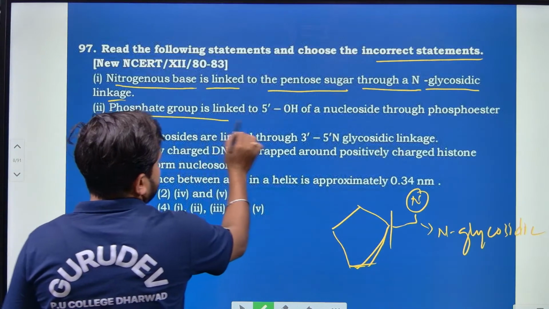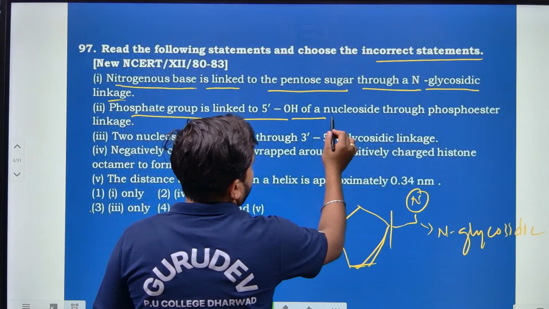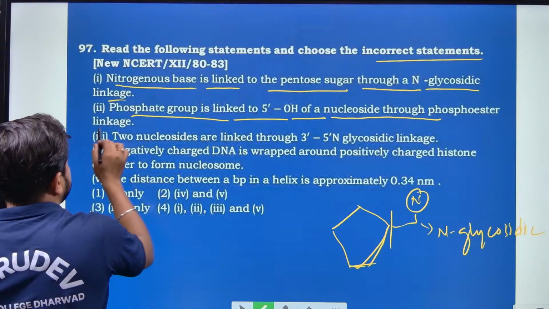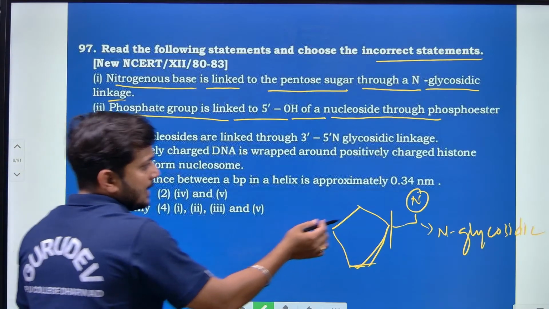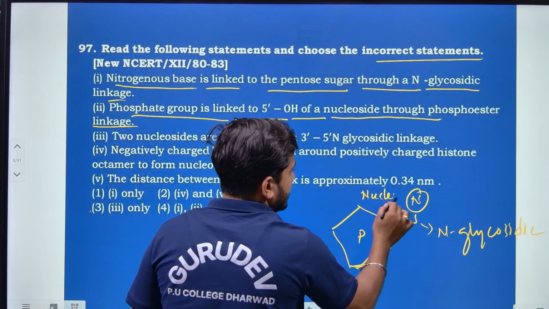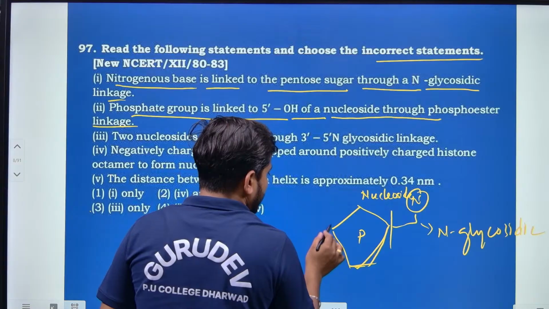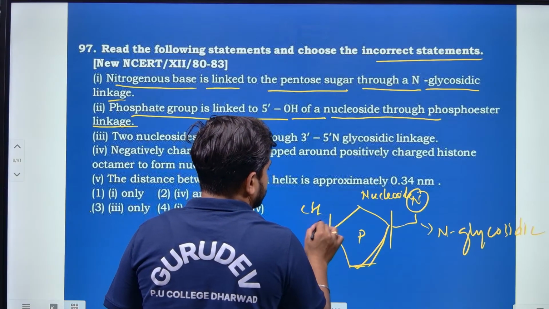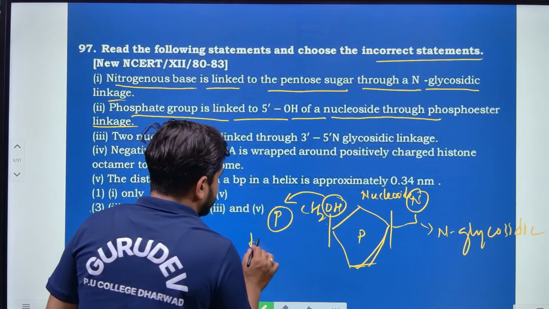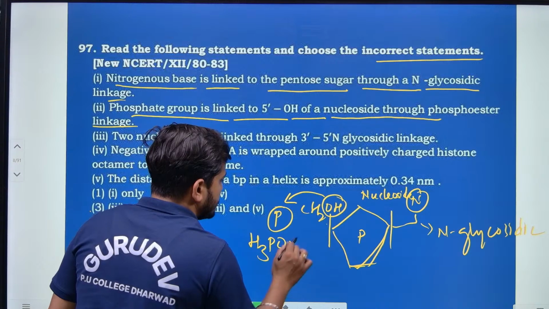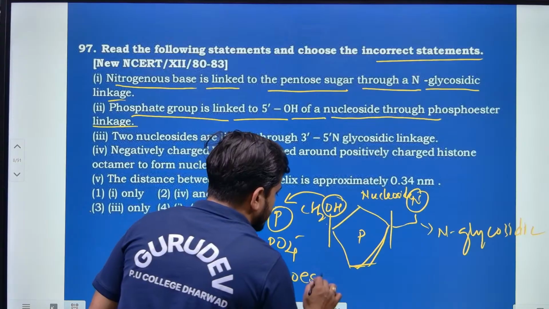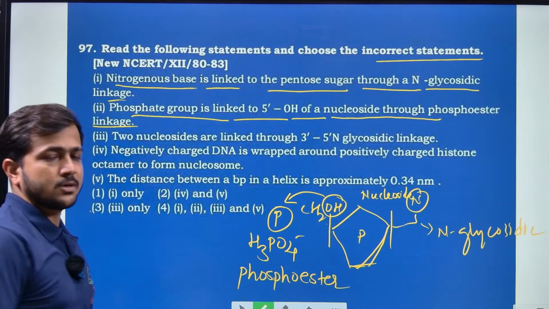Then the phosphate group is linked to the 5' OH of the nucleoside through the phosphoester bond linkage, right? So nitrogen base and pentose sugar is actually the nucleoside, right? So it is a nucleoside. Then definitely at the fifth carbon position, with respect to the OH, I am going to find the attachment of a phosphate group, that is H3PO4, by means of the phosphoester bond, right? By means of phosphoester bond, right? Majorly we call it a phosphodiester bond.